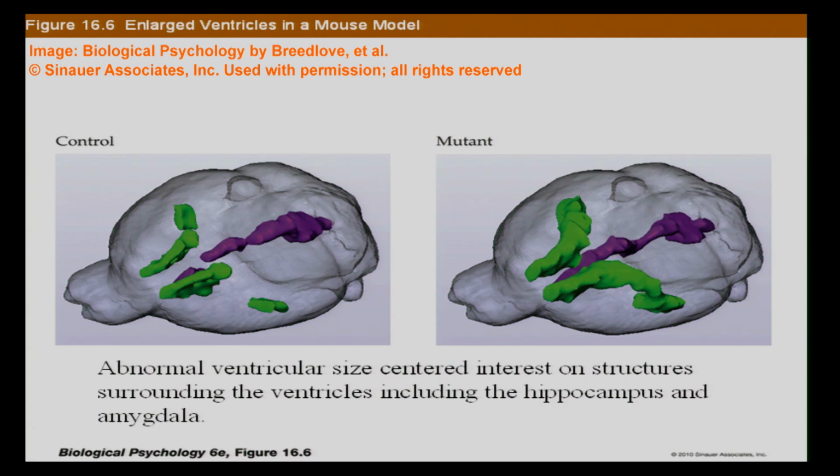So abnormal ventricle size, that is larger ventricular size, centers interest on structures surrounding the ventricles. The structures that surround particularly this ventral part of the lateral ventricles include the hippocampus and the amygdala. And it turns out that there are abnormalities in both of these structures. They tend to be smaller in schizophrenics than in normal controls. It says here, hippocampus and amygdala tend to be smaller.